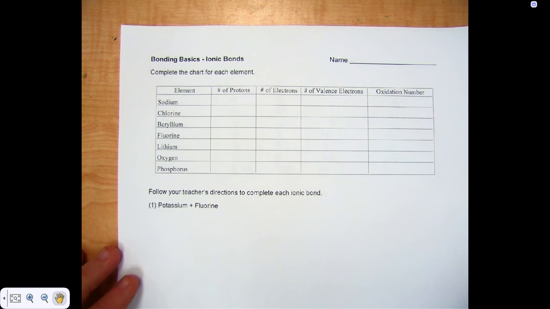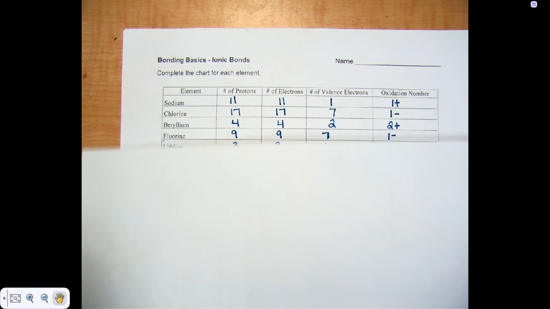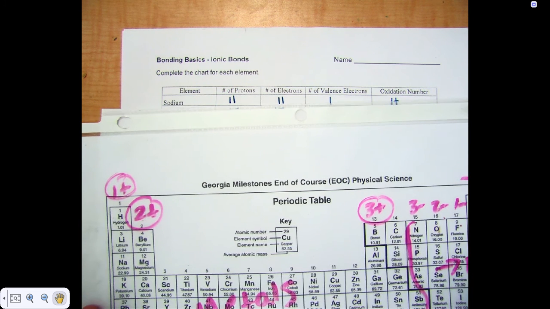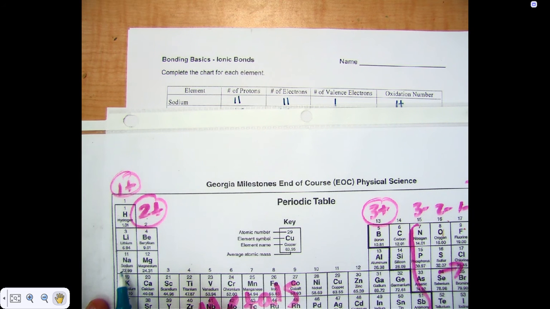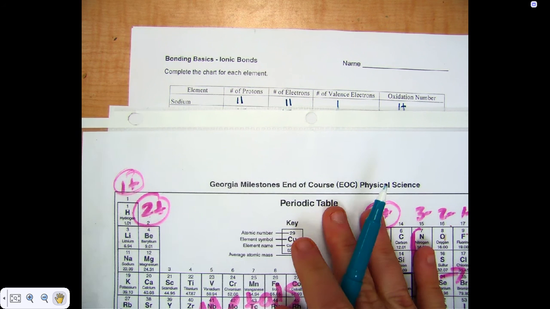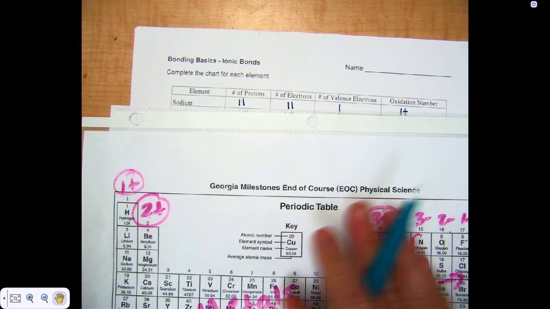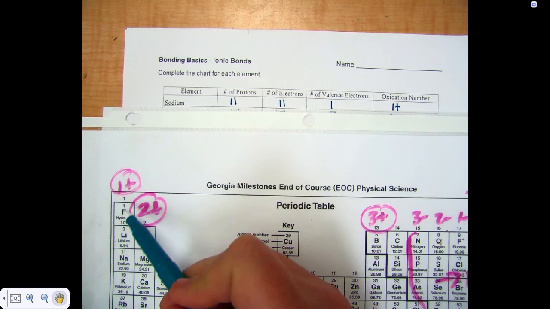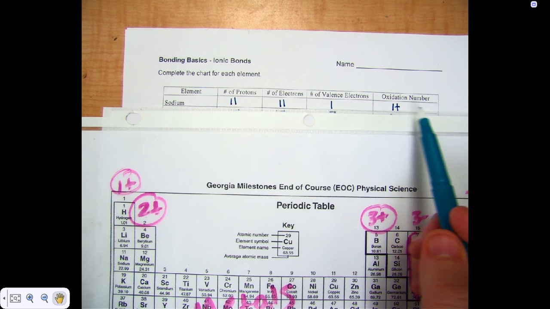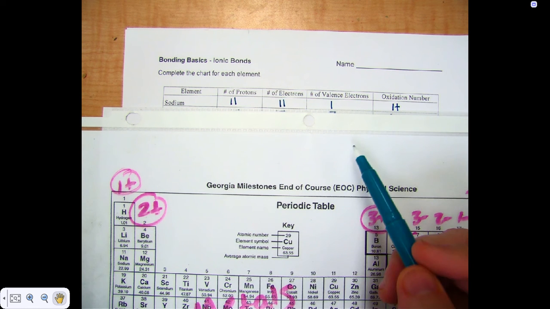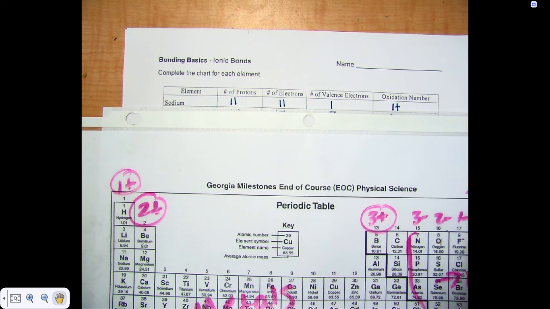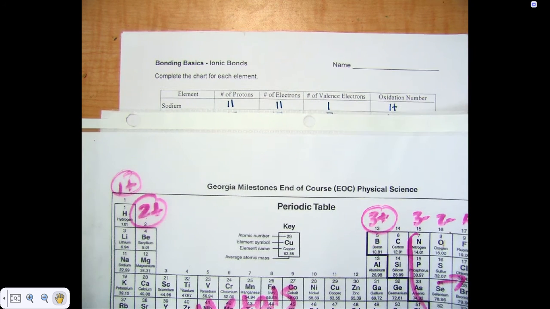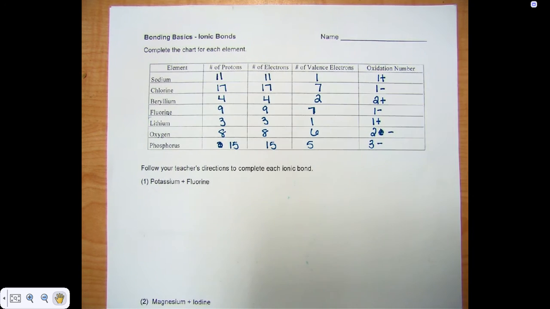All right, so I'm going to go over the answers real quick and just how to do this. So sodium, when we get our periodic table, we look at the number of protons just as a review. We find sodium is over here. It has 11 as its atomic number, so it has 11 protons. In a neutral atom, when we're looking at the number of electrons, it will have 11 electrons. It's in the first group, so it has one valence electron, and the oxidation number is 1+, which means it's going to tend to lose one electron. I'll put the rest of the elements up here for you to check your answers.